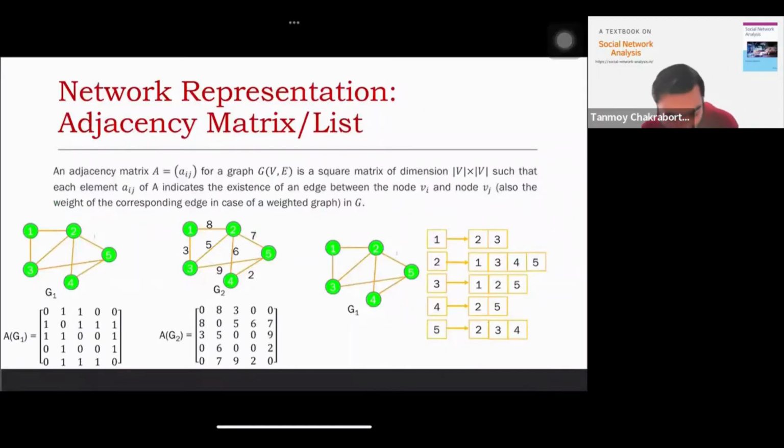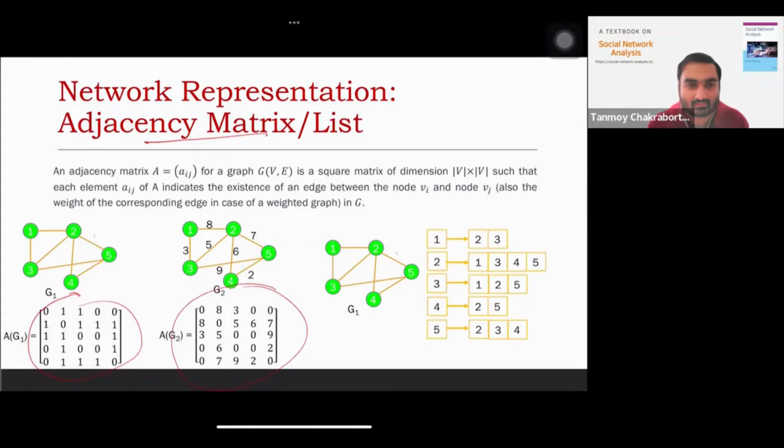So a network is generally represented by a matrix. It is called the adjacency matrix. We all know, where the dimension of this matrix is n cross n, where n is the number of nodes present in the graph. So if the network is undirected, then you see a symmetric matrix, and if the network is directed, you will see an asymmetric matrix.